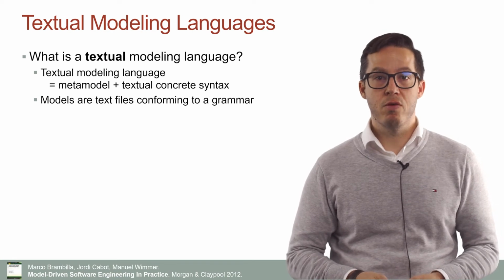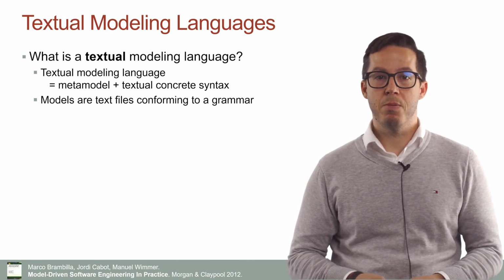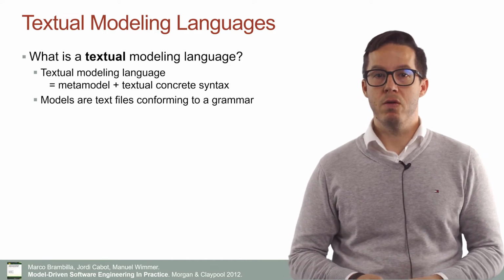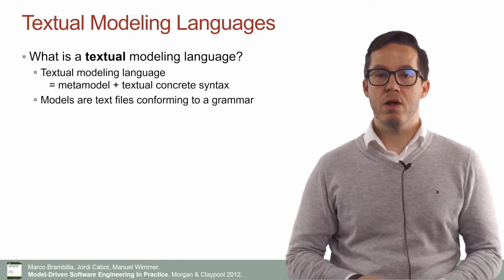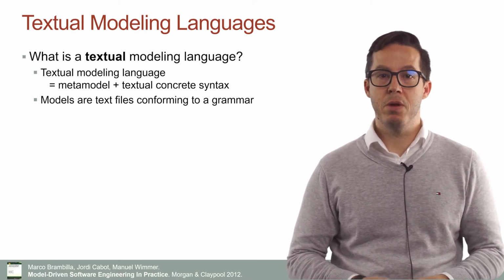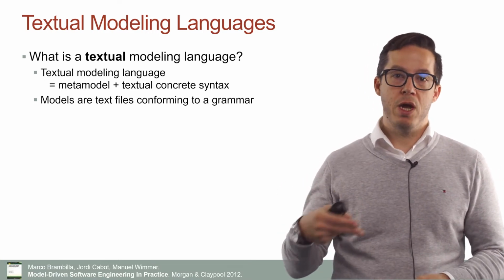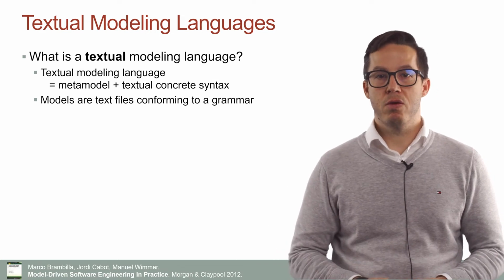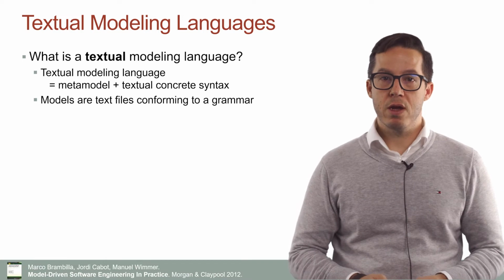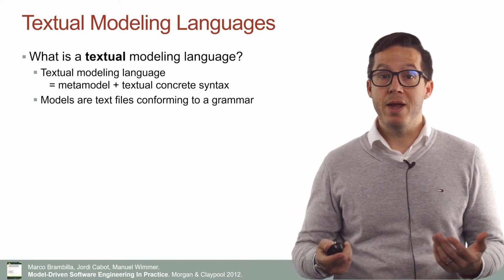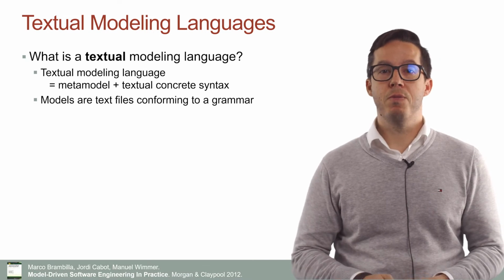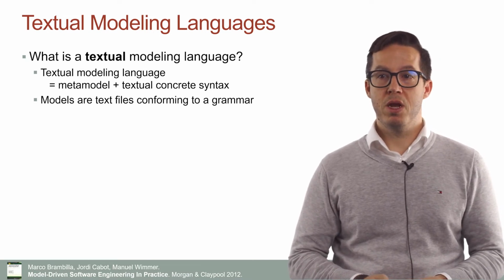So generally a textual modeling language can be defined by the equation that it is a meta model plus a textual concrete syntax. Like we discussed in the beginning, we still have our abstract syntax specified by means of a meta model, and we now enrich this with a textual concrete syntax. The models that we create using a textual modeling language are then plain text files that conform to the grammar that we have specified in our meta model.